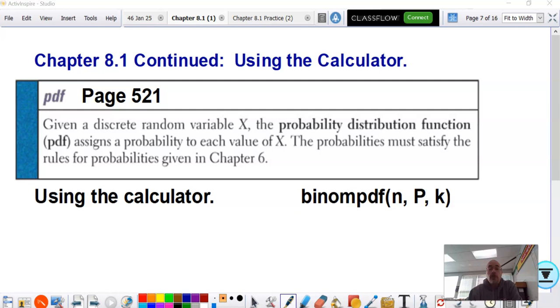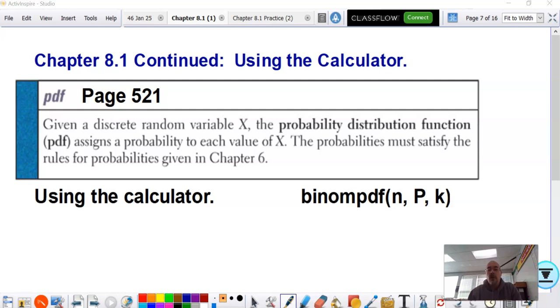Continuing with chapter 8.1, I'm going to show you how you can use the calculator with the binomial distribution. Now, remember, do not ever write down the calculator notation. Okay? You need to write out the formulas and write out the expanded form if possible, and then you can just use the calculator, the shortcut that I'm going to show you.